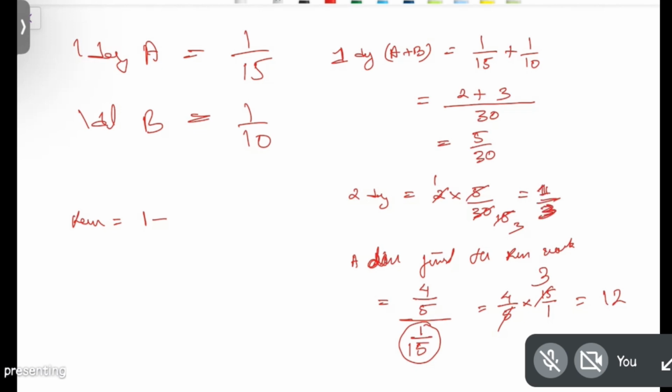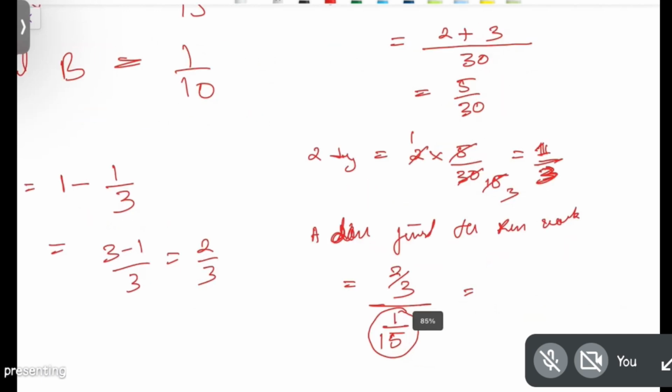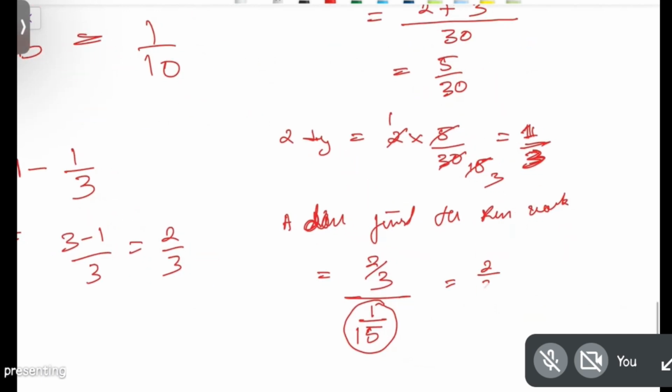So if it is 1 by 3, that means the remaining work is 1 divided by 1 by 3, which means I have 3 minus 1 by 3, so which means I have 2 by 3 as my answer. Now 2 by 3 is nothing but the remaining work that needs to be done, so which means what do I have now? I have it as 2 by 3 into 15. So 3 5s are 15, so 2 5s are 10 days.